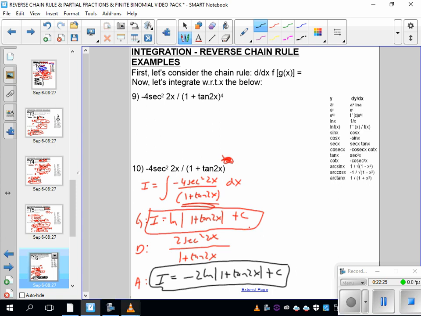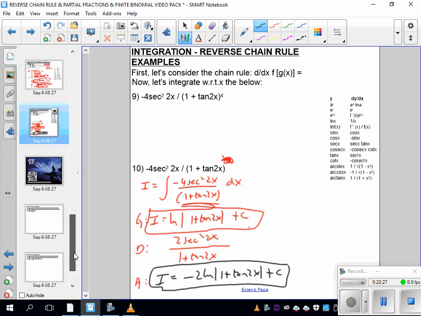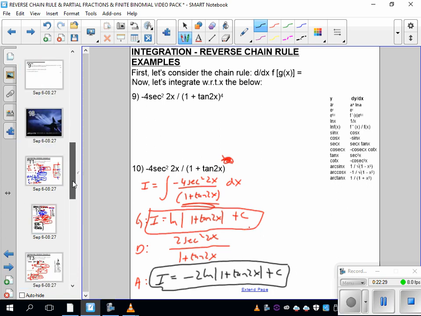I think we've got just 2 final examples, right? Oh no, that's it. That's all done. Cool. I hope that's given you lots of examples to help with your reverse chain rule.